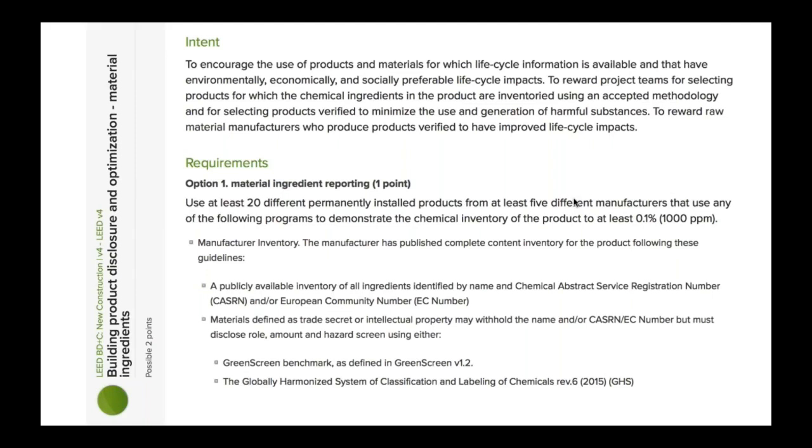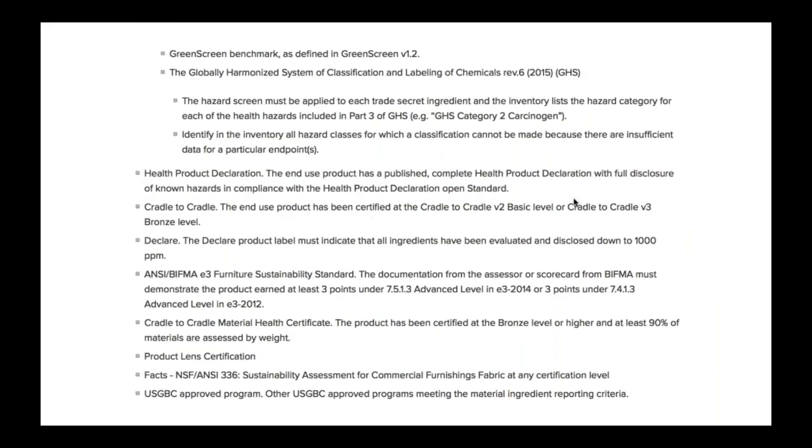You see it again, 20 different products, 5 different manufacturers, but now we're really going to be pushing harder on the ingredient side. You can see it's the manufacturer's inventory here. They published what's really in these materials. You can see as we go down, you can meet some of the labels, but this is where that acronym HPD comes up, the Health Product Declarations. You can earn some other labels like Cradle to Cradle or Declare, and we'll talk about that in a second.